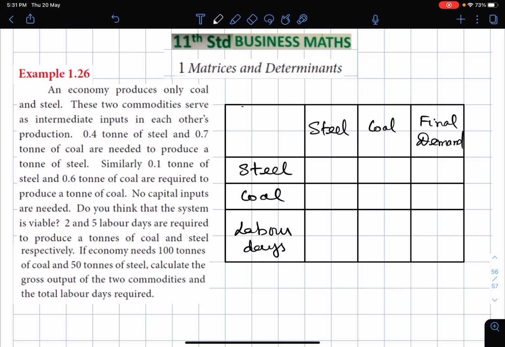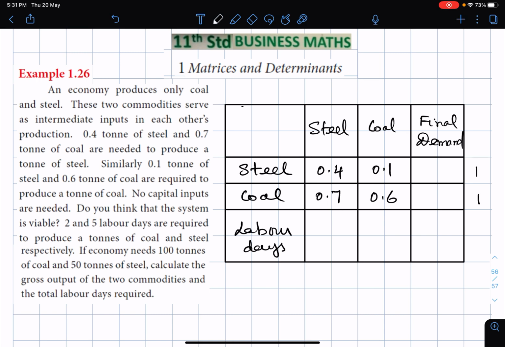Two commodities are given. To produce 1 ton of steel, they need 0.4 ton of steel and 0.7 ton of coal. So our 0.4 comes here in steel and 0.7 comes here for the coal. Similarly, to produce 1 ton of coal, it is 0.1 ton of steel and 0.6 ton of coal. Our x1, x2 is 1 and 1.